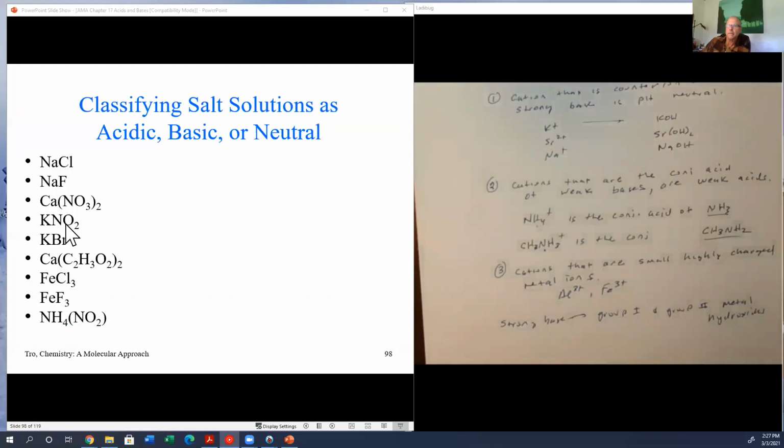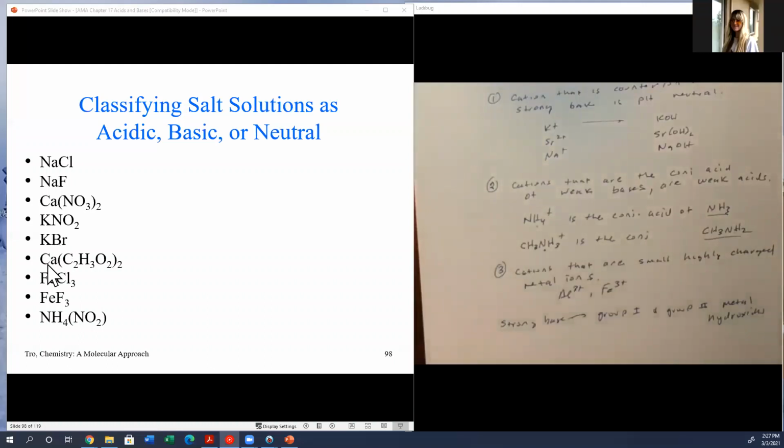Basic. It's a conjugate base of a weak acid, so it's basic. So potassium nitrite is basic. Potassium bromide, let's see. Potassium plus, acidic or neutral? Neutral. Br minus, neutral or basic? Neutral. So KBr is neutral.